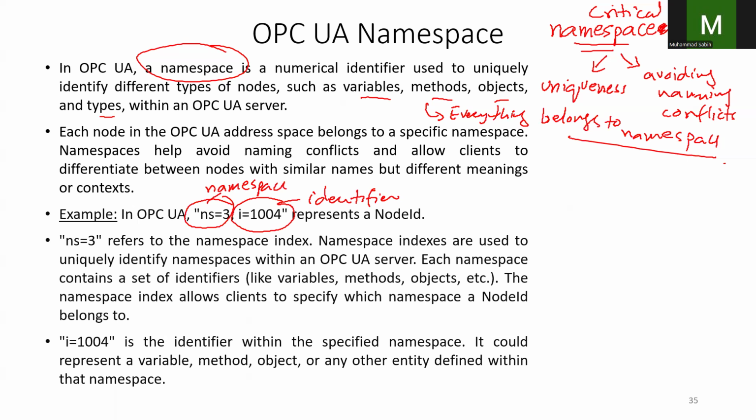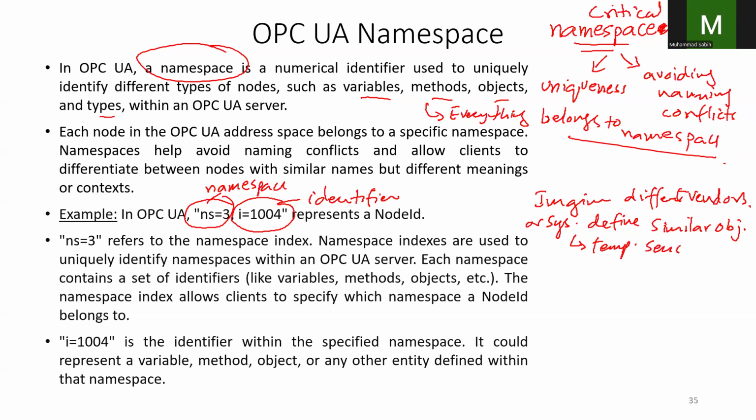We can just imagine that we have different vendors and different systems, and they define similar objects, for example, a temperature sensor, each with a different implementation. The namespace will allow the clients to distinguish between them.